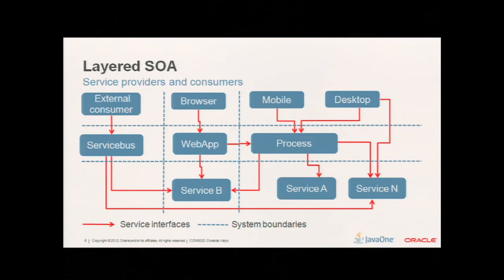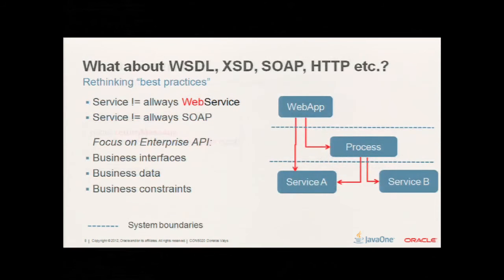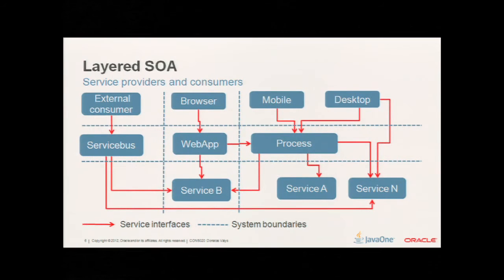So if you look at this diagram, we normally have some components, services, processes. They are consumed on mobile, desktop clients, browser clients. Your business functionality gets exposed as a web application. You might have also some kind of service bus.